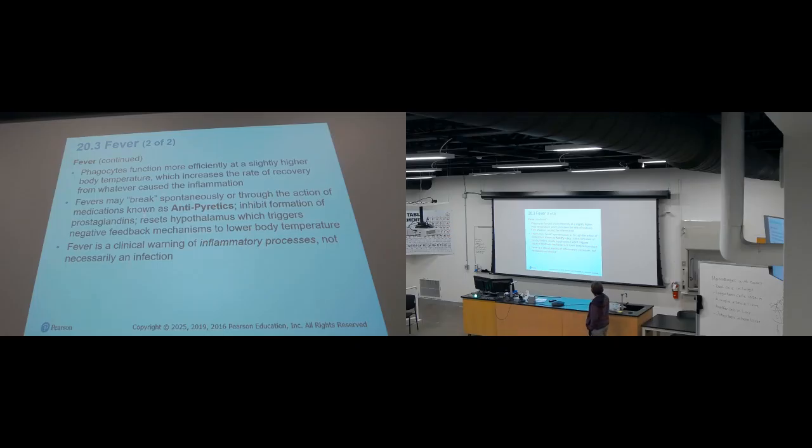And then if the body temperature is very high and affects your body, you give drugs, antipyretics, that decrease the fever by inhibiting the formation of prostaglandins. An example would be paracetamol. And some anti-inflammatory drugs like ibuprofen also have this antipyretic effect.